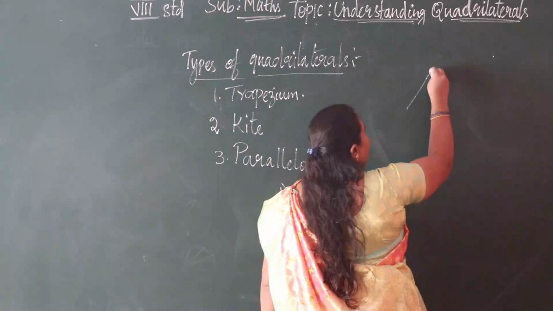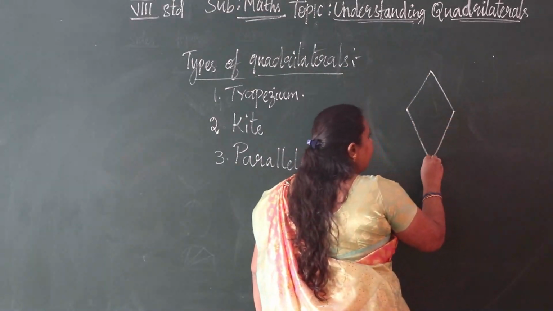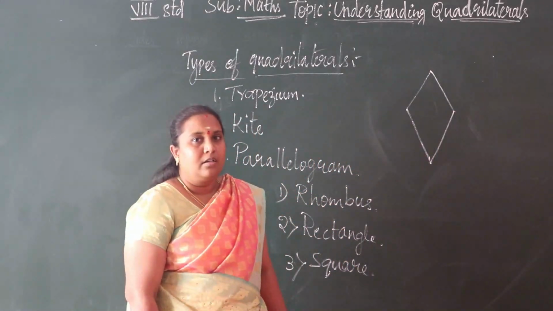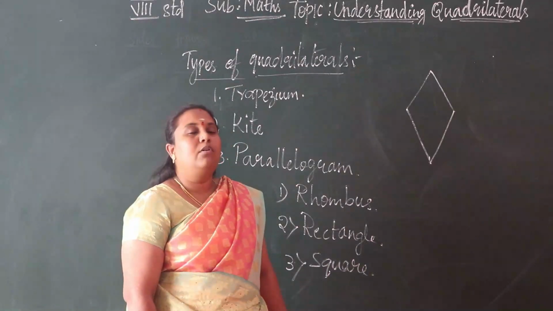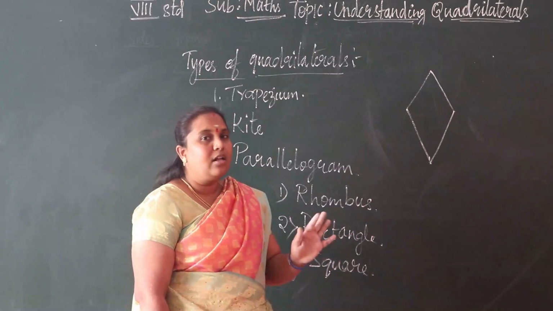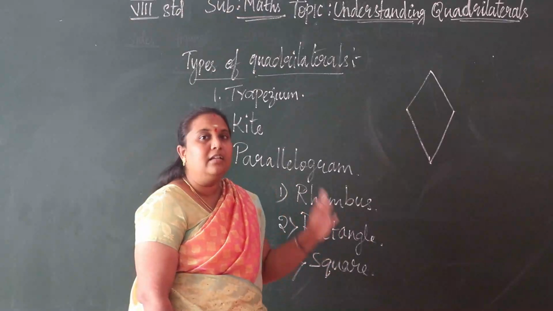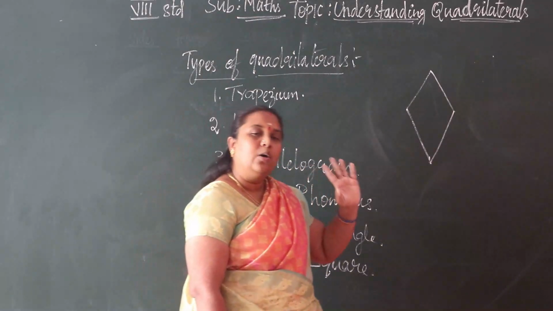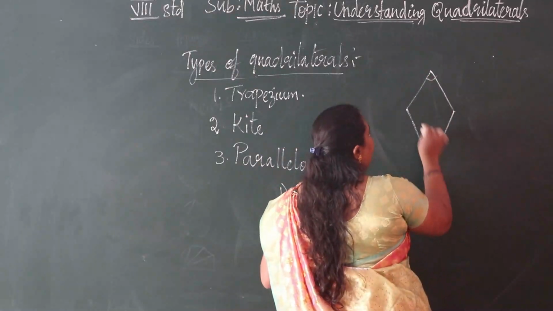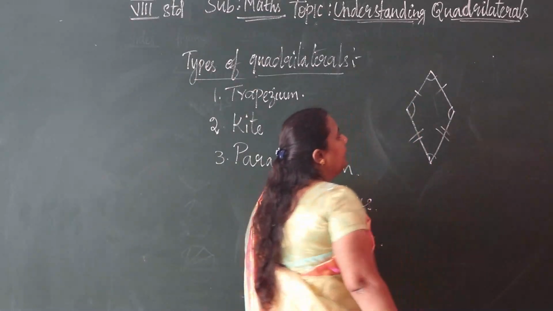See, this is a kite. So what is the difference between a kite and a rhombus? Both are the same shape, no? No. In a rhombus all the sides are equal. But in a kite, only the opposite sides are equal, and the opposite angles are equal, and these two sides are equal. These two are equal.